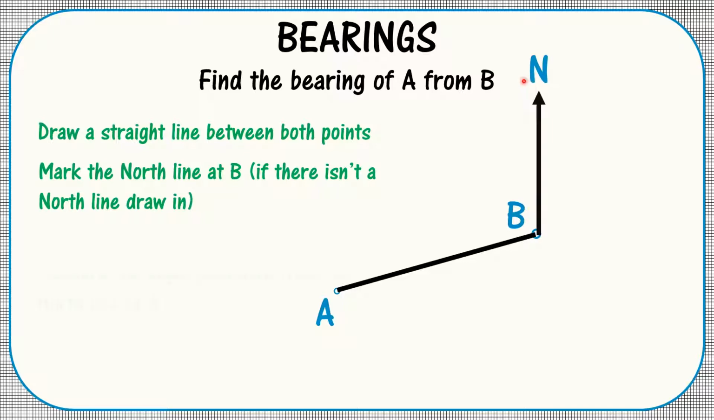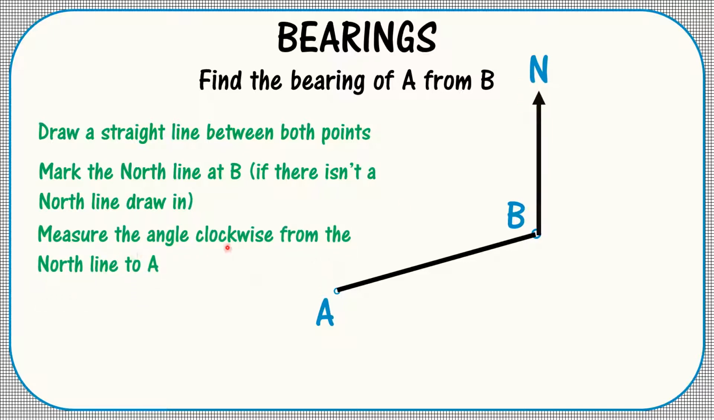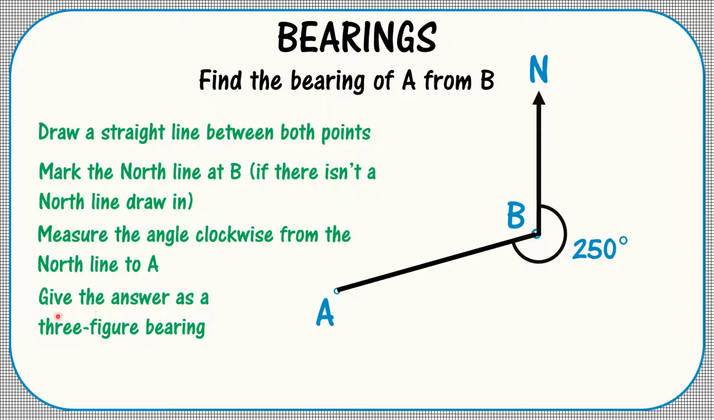The next step is to measure the angle clockwise from the north line to A. Remember that bearings work clockwise. So you measure this angle, and this is 250 degrees. The final step is to give the answer as a three-figure bearing. So the final answer will be 250 degrees. This is a bearing of 250 degrees.